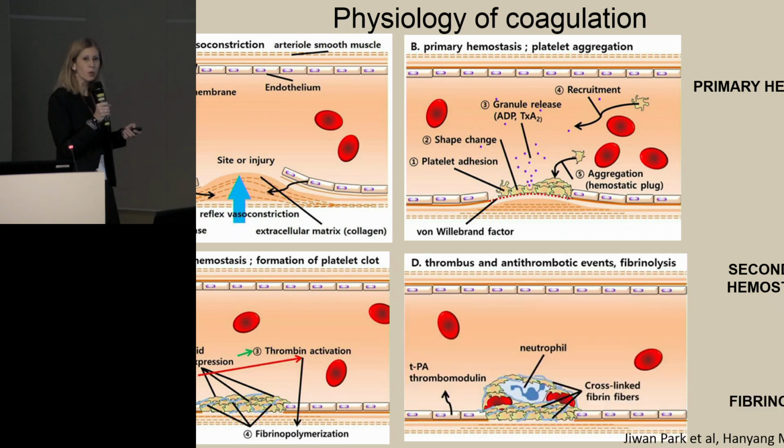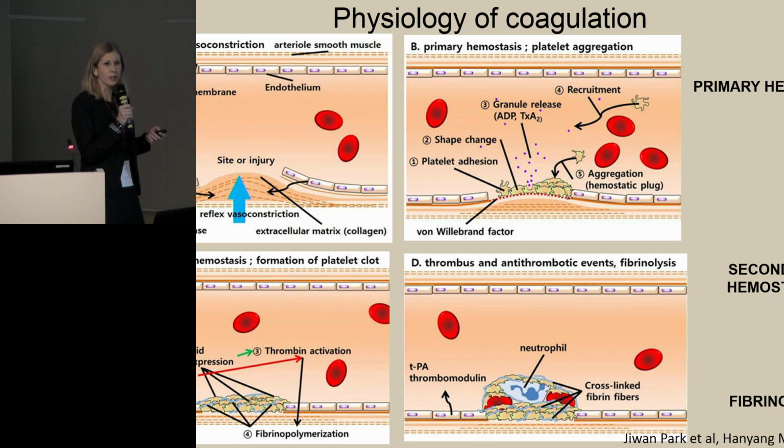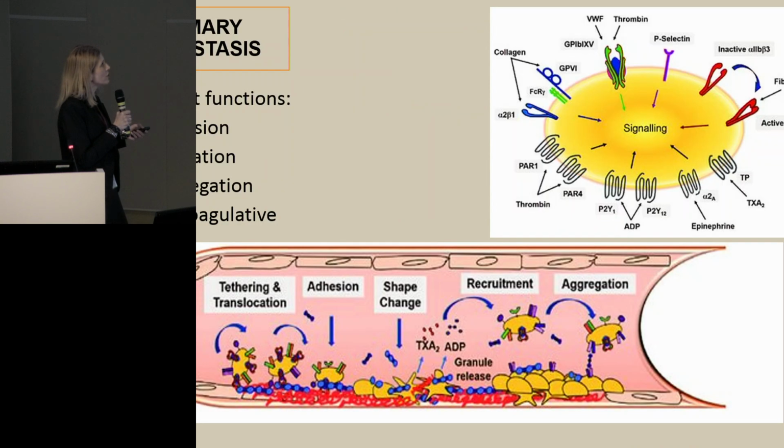Of course, all these processes need to be stopped at one point. Otherwise, we will have this clotting extended beyond the vascular wall lesion, so we will have clotting all over the body. So we need for this some antithrombotic mechanisms. And also, once we have the bleeding stopped and once we have the vascular wall lesion started to heal, we need these clots to be removed, to be lysed, in order to restore vascular permeability. So this is, in a few words, the succession of events that is taking place in coagulation.